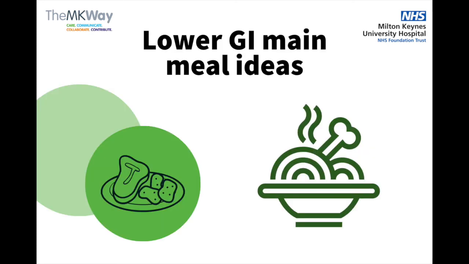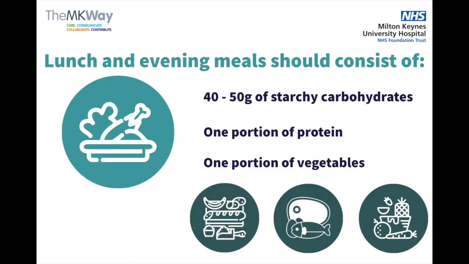For lunch and evening meals, you should aim for about 40 to 50 grams of starchy carbohydrates, which should make up about a third of your plate. Alongside this, you should include a portion of protein and a portion of vegetables.